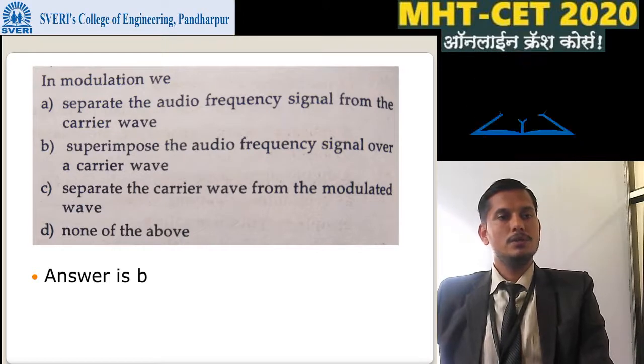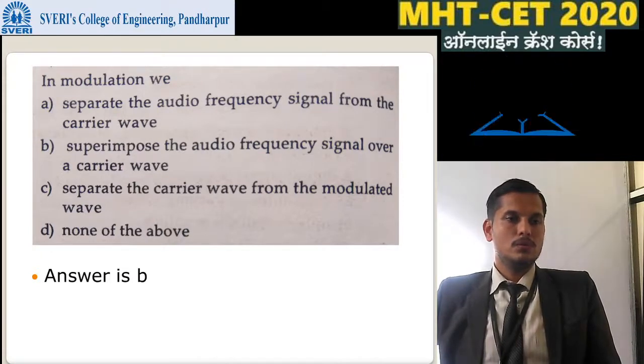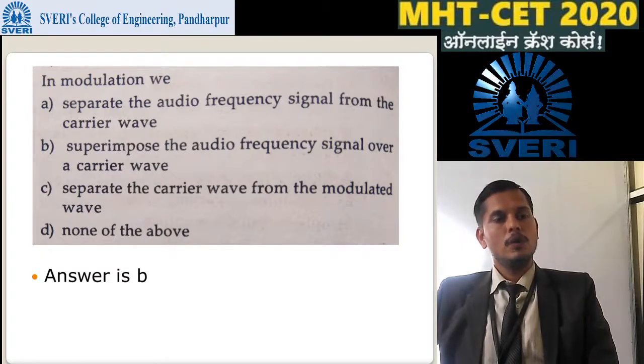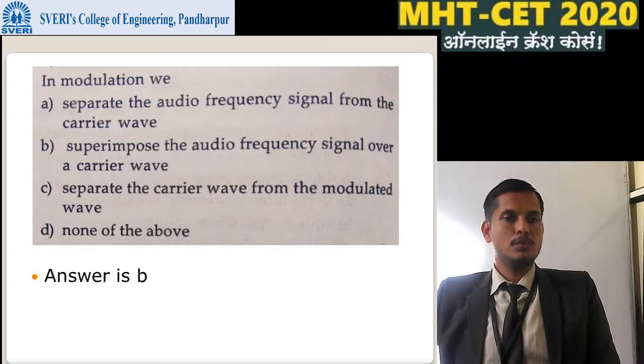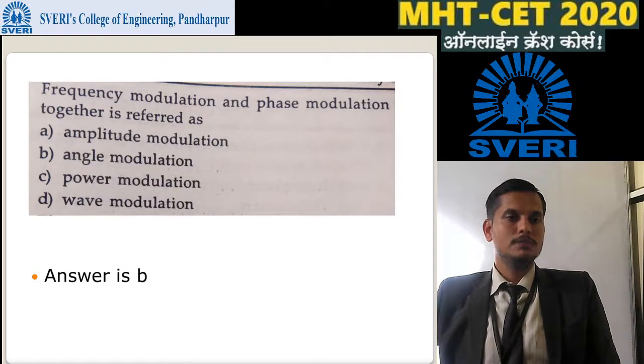Next, in modulation, we separate the audio frequency signal from the carrier wave, superimpose the audio frequency signal over a carrier wave, separate the carrier wave from the modulated wave, none of the above. Twice, thrice we have discussed amplitude modulation. So to superimpose the audio frequency signal over a carrier wave is the correct one, that is B.